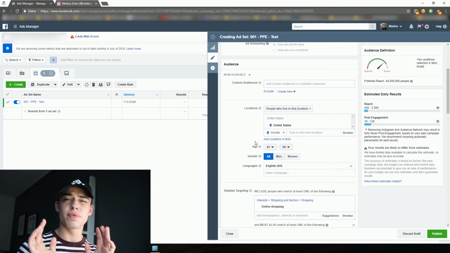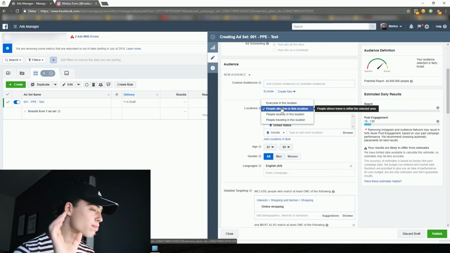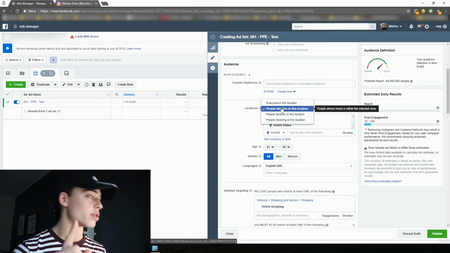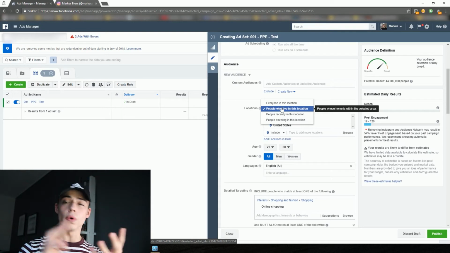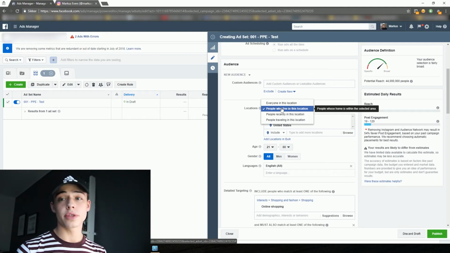And then what you want to do is set the location. I see a lot of people forgetting to do this. It's a great tip, really remember to do this, guys. If you say everyone in this location in the United States, you will also target all the tourists that are in the United States at the moment, and that might be a bit hard if you're only shipping to the United States.